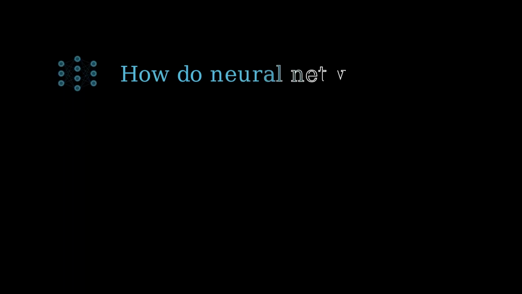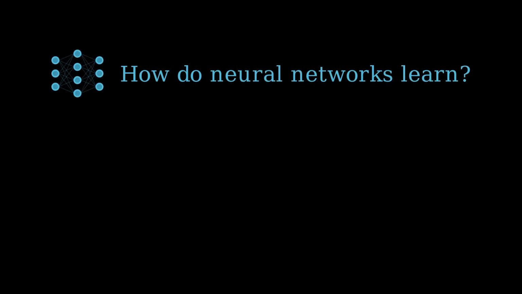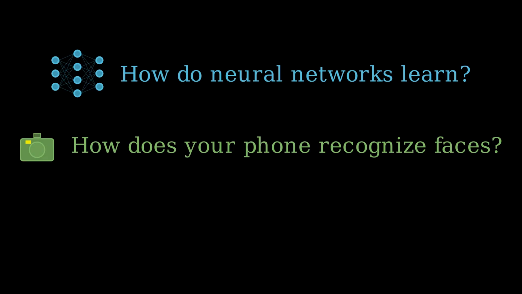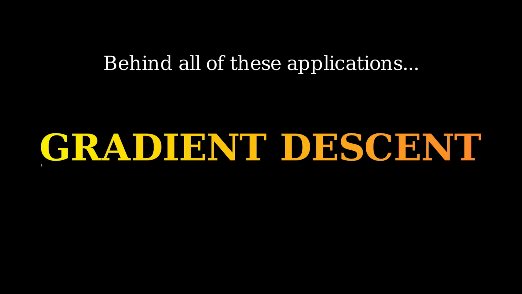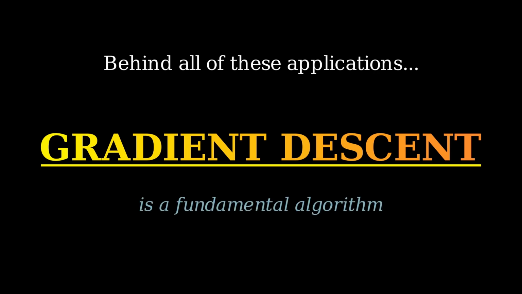Have you ever wondered how neural networks actually learn? Or how your phone somehow recognizes your face the moment you unlock it? And how Netflix always seems to know exactly what show you'll binge next? Behind all of these incredible technologies lies one simple, elegant idea. It's called gradient descent, the fundamental algorithm that powers modern machine learning.